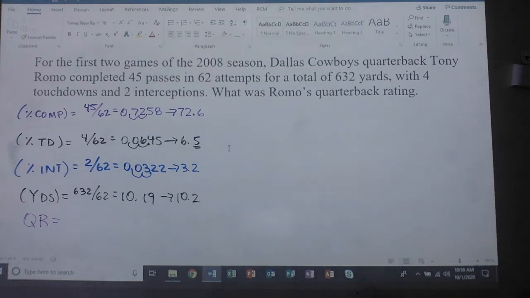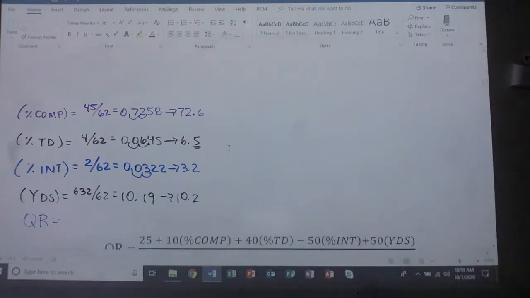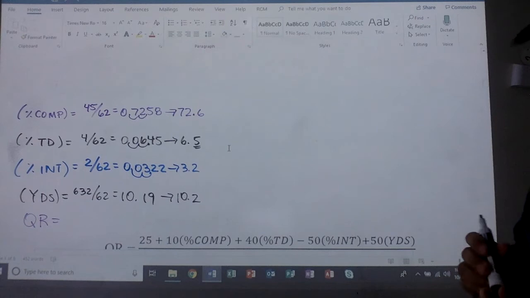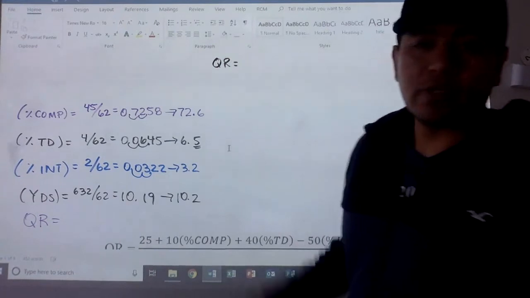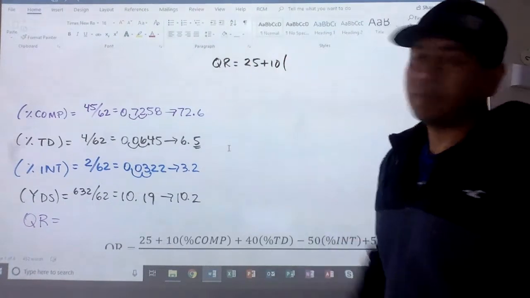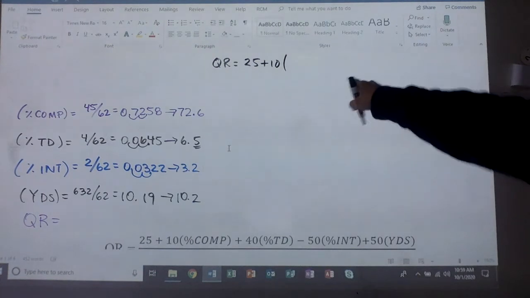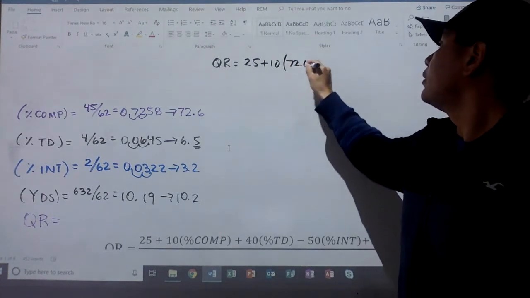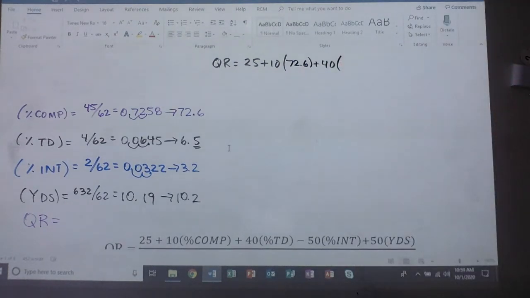Now I'm ready to use my formula. So let me scroll up so I can write the formula down. Formula states this, QR equals, I'm just gonna write it, plus N. The first thing that it asks is for the completed passes, so I have it, 72.6 is gonna go there. Plus 40, if you're wondering where I got it, is the formula I showed you at the beginning.